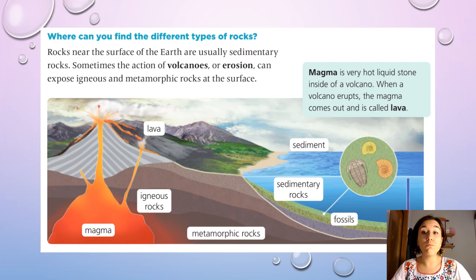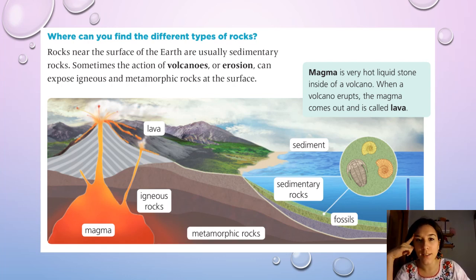Then we are going to have a look at where we can find the types of rocks. But to understand where we can find the types of rocks, we have to understand the layers of the earth first.